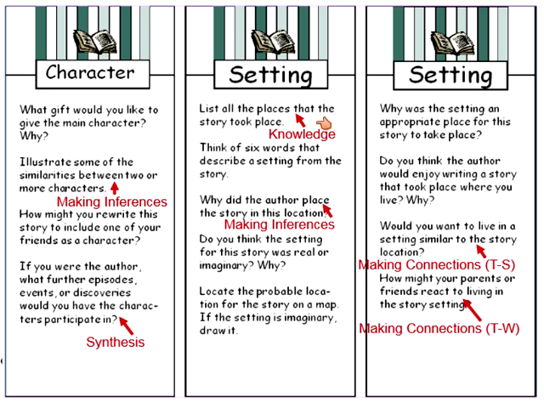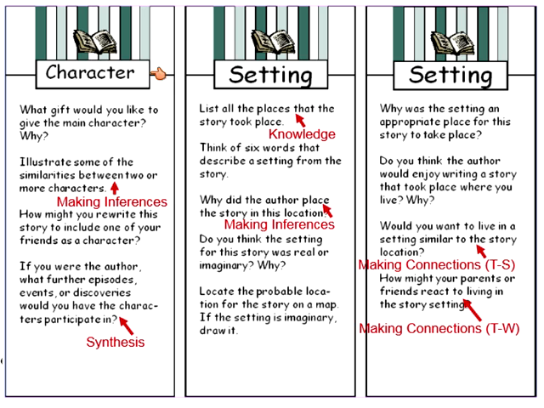So here's a knowledge question. It's lower on the hierarchy of questioning, but it says list all the places that the story took place. So that's a knowledge question, being able to regurgitate information. If you have here, why did the author place the story in this location? Well, they're going to have to make some inferences to figure out why they think that the author did that. If you were to look at the synthesis question, if you were the author, what further episodes, events, or discoveries would you have the characters participate in? So I understand some of these, maybe there's all different kinds.